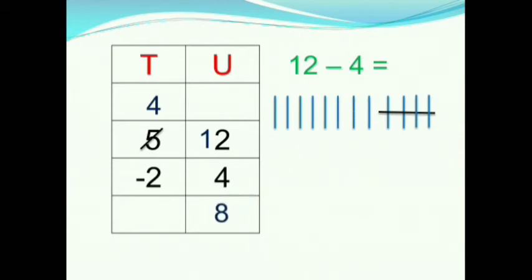Next we should subtract tens place digits. Which digits are there in the tens place? The digits in the tens place are 4 and 2. 4 minus 2 is equal to 2. Write 2 in tens place. Therefore, 52 minus 24 is equal to 28.